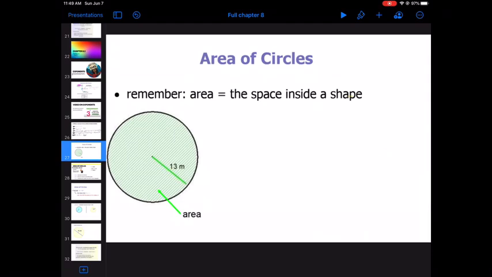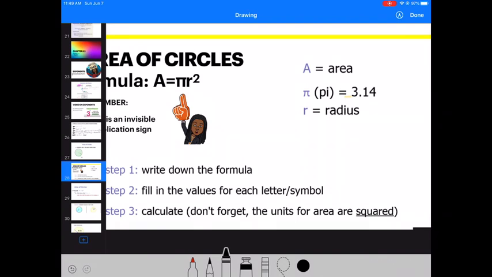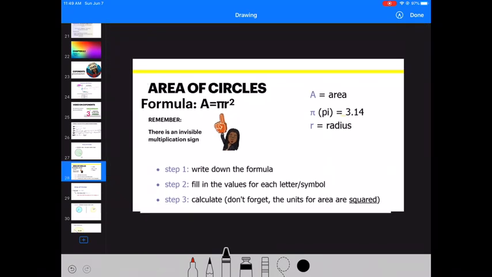Now let's look at the area of a circle. So area, it's the space inside the circle. Right here, this 13 meters, that's our radius, because it starts at the center and it goes to one of the edges. Now, when we're looking at the area of a circle, this is the formula. A equals pi r squared. Pi r squared. So not d squared, but r squared. So what if you're given the diameter? Then that just means you divide the diameter by 2 to get your radius.